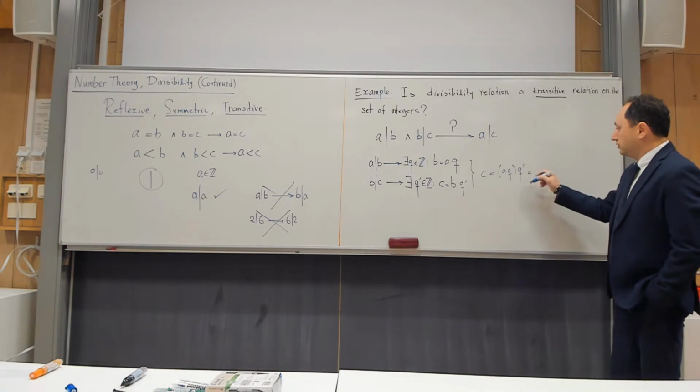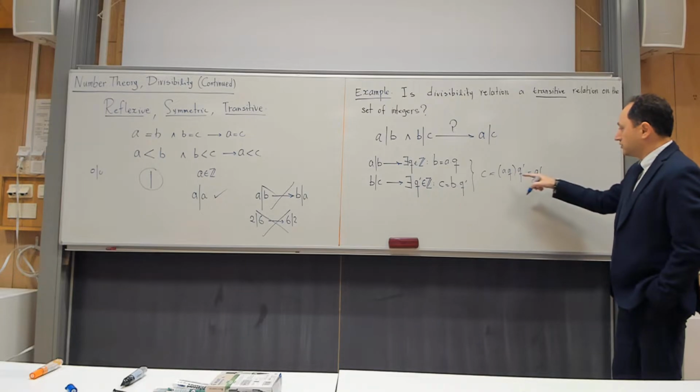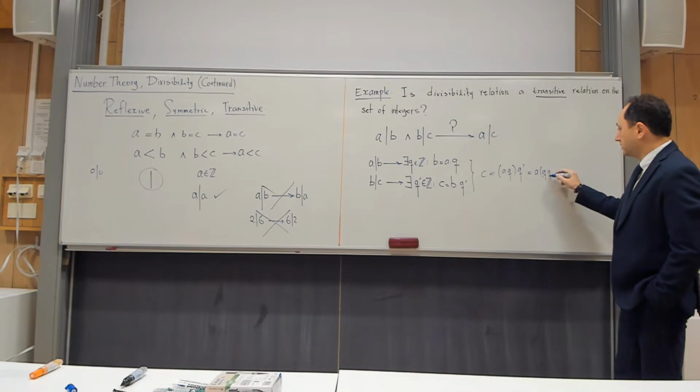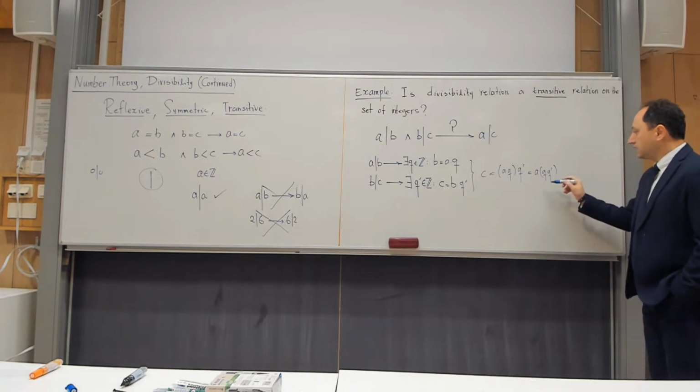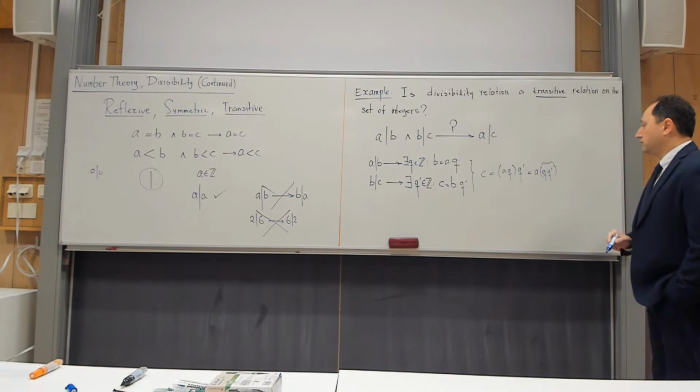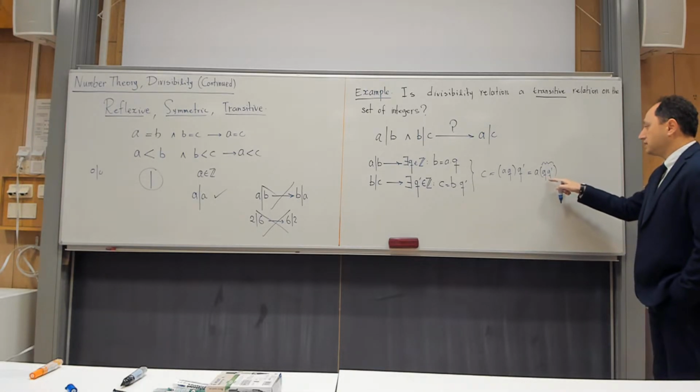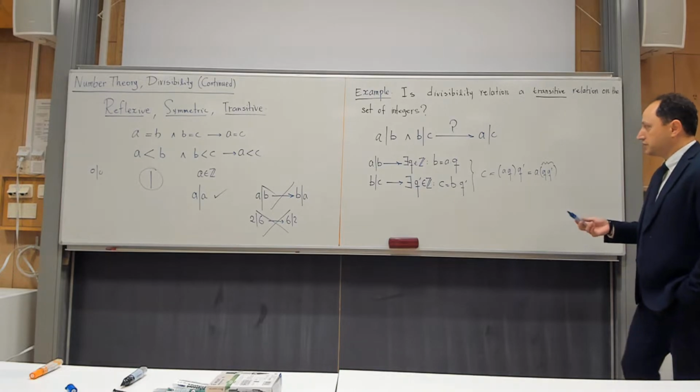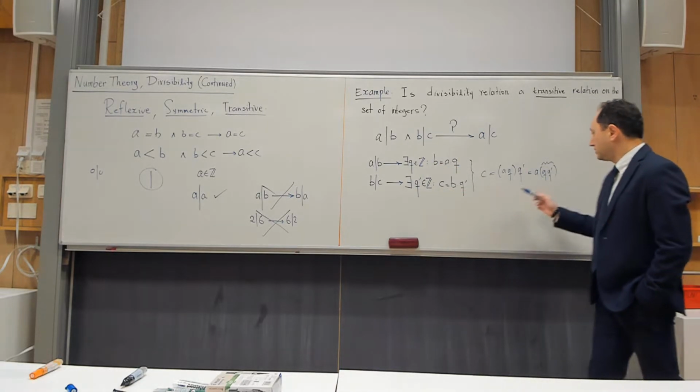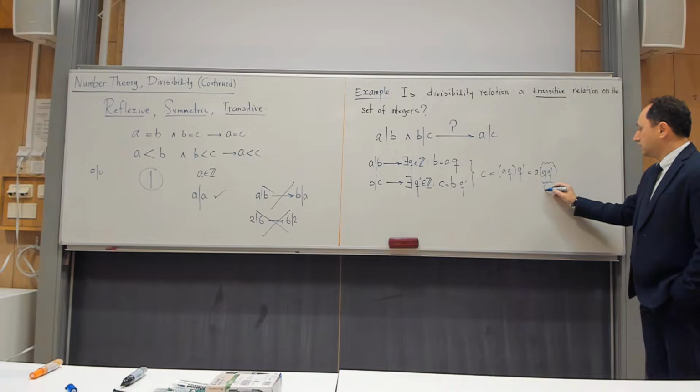But you need to use associativity of products, so I can just regroup them. And then the important thing is that you have to make sure that this is guaranteed to be an integer. It is, because Q and Q prime are in Z, so the product is an integer.